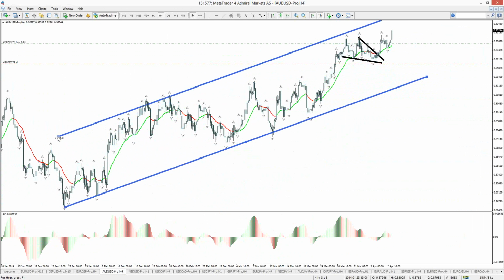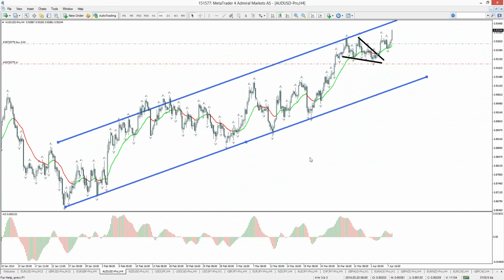We could put it here, we could put it higher, roughly anywhere here. This is an uptrend channel, and it's a good uptrend channel, has a good harmony, has a good angle, perfect.